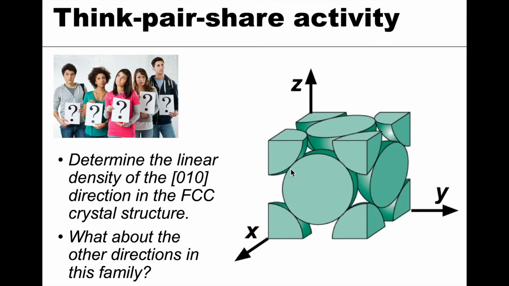So I've drawn here the space filling version of that. And so you can use that as you calculate the 0, 1, 0. And so go through that and determine the linear density. And then what I also want you to think about is, what about the other directions in this family of directions? So answer that question as well, and then we'll come back and we'll work through this one together after you've had a chance to take a look at the quiz.